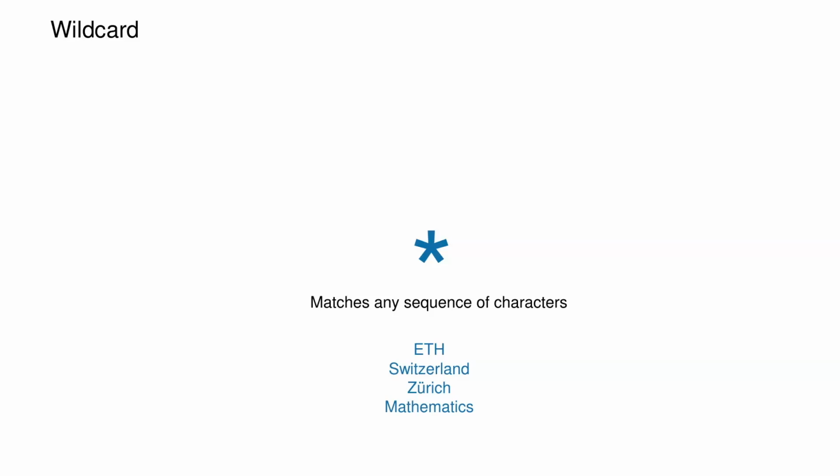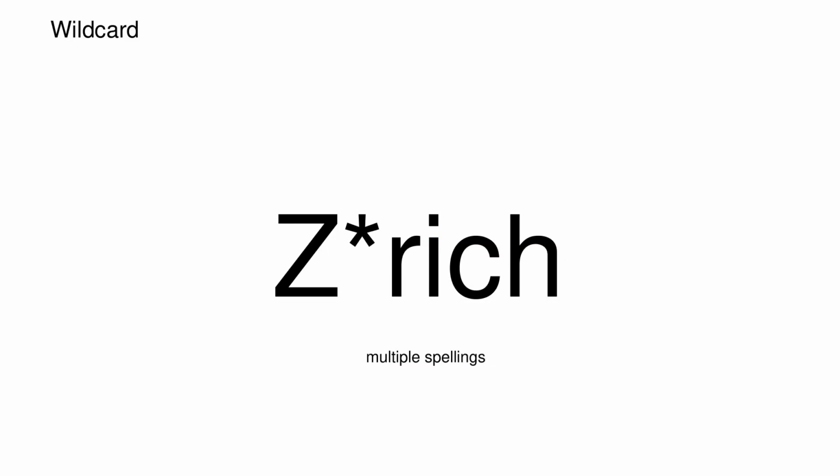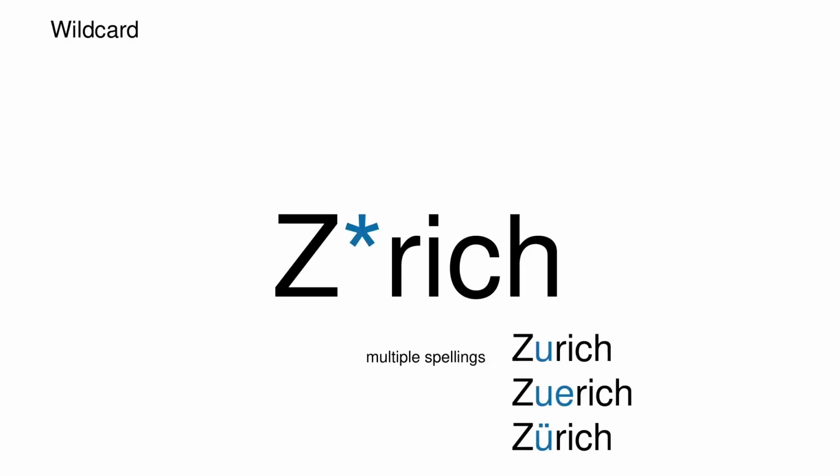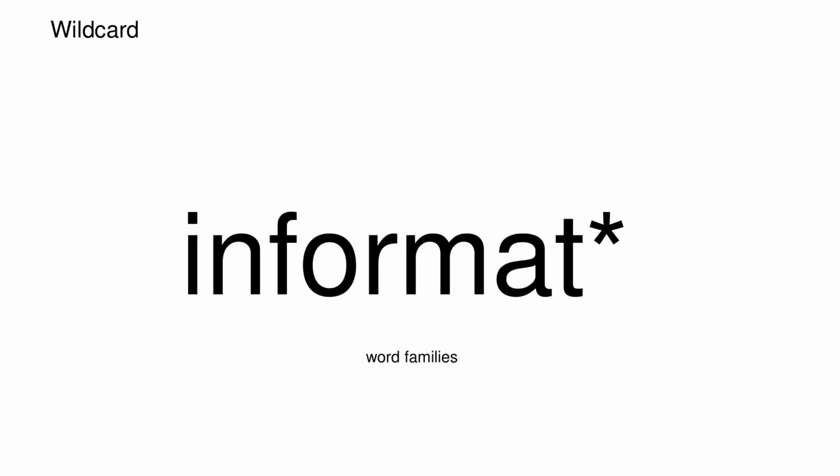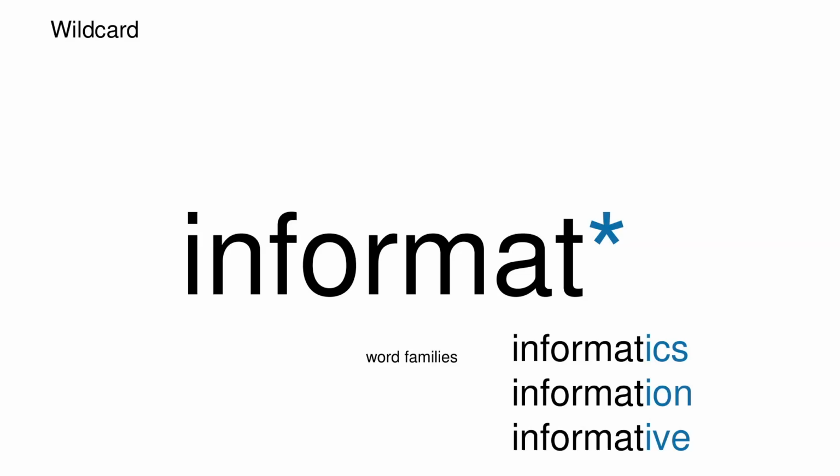So if you just put a wildcard, then that matches anything, but of course that wouldn't be very useful. It's useful if you put it inside words. For example, you might be looking for Zurich, the English version, or Zurich with the umlaut, or UE with the different conventions. So that you can do like this. Just put a small star instead of the umlaut, right? So you can have multiple spellings like this. Computing, I gave you as an example. Now you have informat star, then you catch informatics, information, informative, and so on.